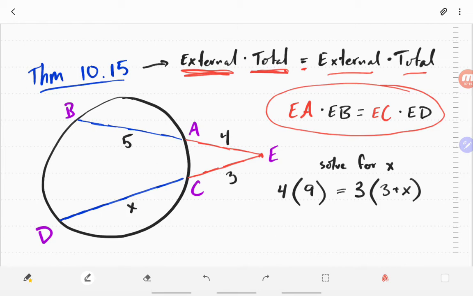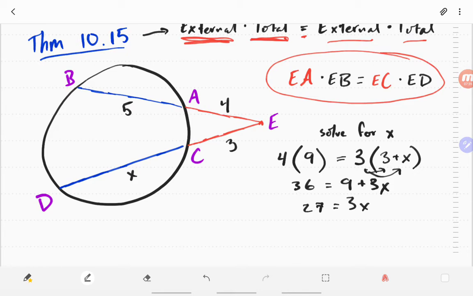So from here, all we got to do is solve. I'll use a little distribution. I'll take 4 times 9. That gives me 36. I get 36 is equal to 9 plus 3x. That's just easy pre-algebra stuff right there. Subtract 9 from both sides. You're going to get 27 is equal to 3x. So what does x equal? Well, x has to be equal to 9. And we could utilize that to find, well, that means that DC is equal to 9. That means that DE, that total secant segment there, has to be equal to 12, right? We can utilize that information to solve for others.